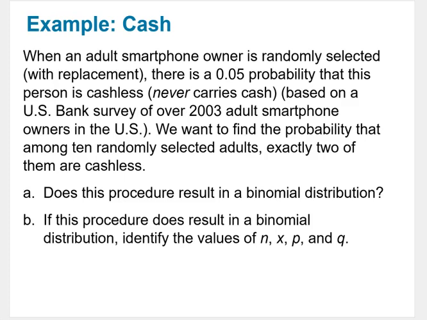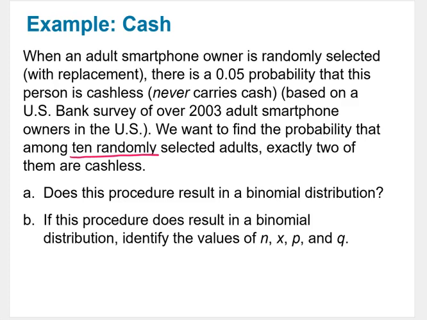So let's think about this. Okay, number one, do we have a fixed number of trials? Yes, we do, because they said specifically they're going to do 10 randomly selected adults. So that's good. We have a fixed number of trials. Okay, number two, they said they're randomly selecting them. So that means that each trial, each adult we choose, is not going to have anything to do with the other one. So they're going to be completely independent of each other. So that's good. Number three, does each of those 10 trials have exactly 2 different outcomes that could happen? And that is true. Either they will be cashless or they will not be cashless. Remember, success is that they're cashless. A failure would be that they are not cashless.